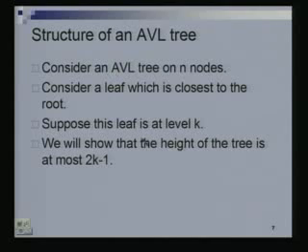Okay, so we just argued that if the closest leaf is at level k, then the height of the tree is no more than 2k minus 1. That's the largest possible height the tree can have.